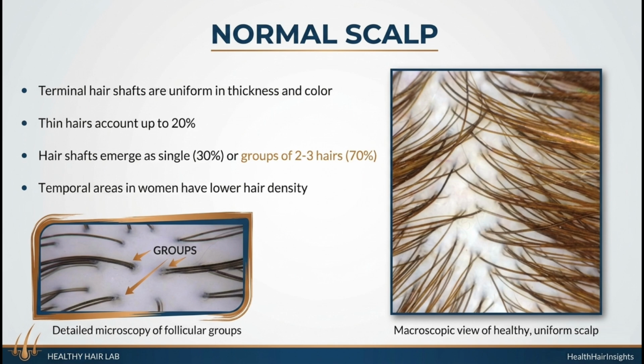So what about normal scalp? In the scalp, the hair is organized, as you see, in follicular units, in groups. Usually about 70% are organized in groups of 2 or 3 hairs. Up to 20% are thinner hairs, the rest are thick hairs. And remember that the temporal areas in women have lower hair density.